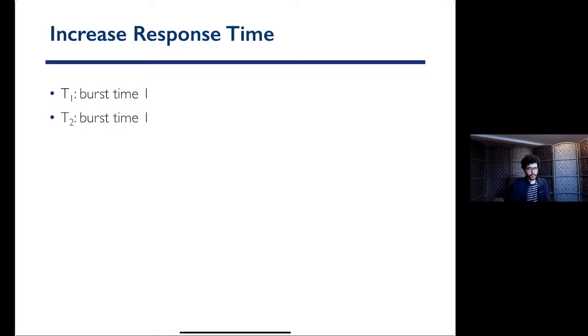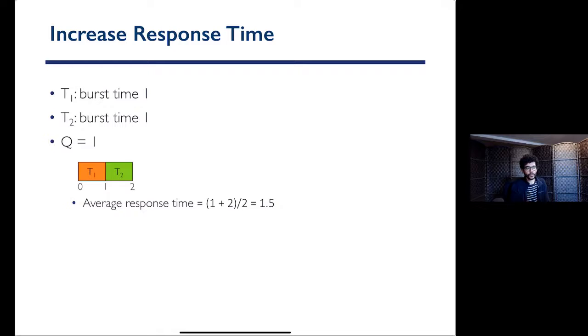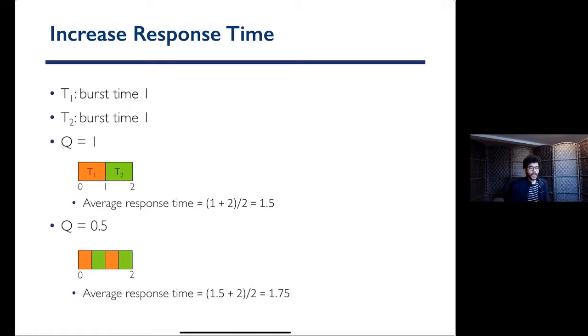And in the final example, I'm going to decrease the time quantum from 1 to half. And as you can see, this time T1 finishes at time 1.5. T2 finishes at time 2. So 1.5 plus 2 divided by 2, that's 1.75. Whereas initially it was 1.5. So I decreased the length of the time quantum, and my response time actually increased.